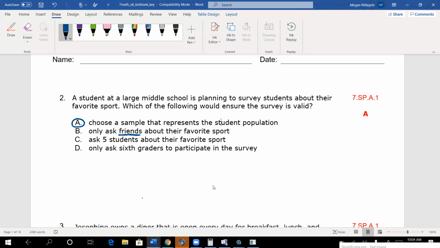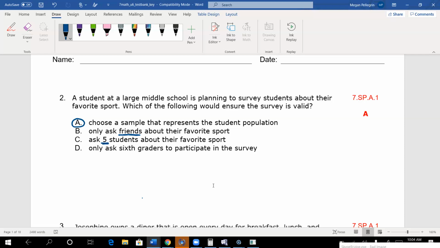C, ask 5 students about their favorite sport. The part that makes it not valid is that we're only asking 5 people. When we're looking at a random sample, we want to include a large amount. Now, when we're talking about a sample of the population, we don't want to ask every single person in the entire world what their thoughts are. However, we do want to ask a lot of people, because it would be impossible to ask absolutely everybody.